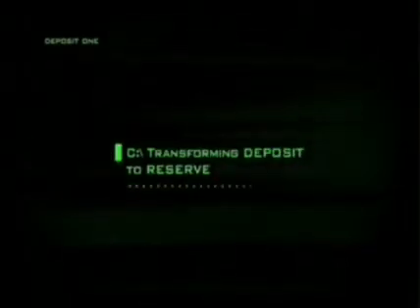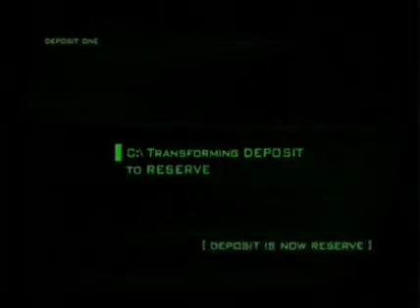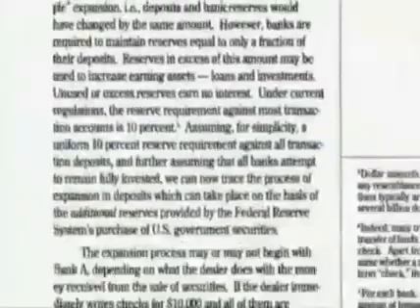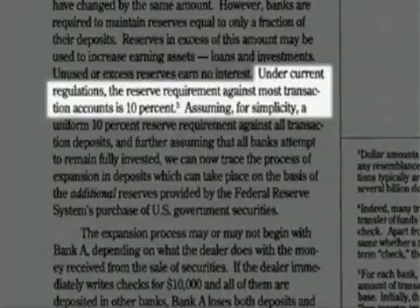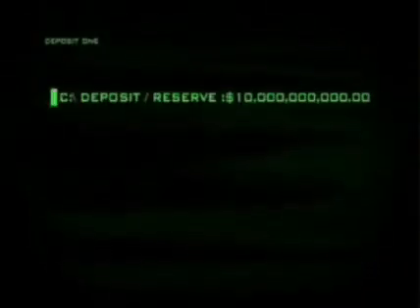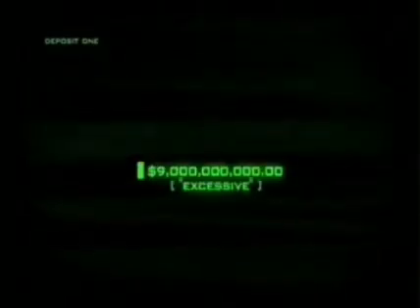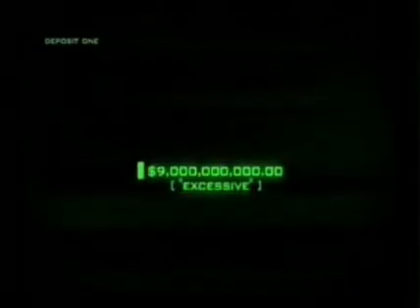So, the exchange has been made and now $10 billion sits in a commercial bank account. Here's where it gets really interesting. For as based on the fractional reserve practice, that $10 billion deposit instantly becomes part of the bank's reserves, just as all deposits do. And regarding reserve requirements, as stated in Modern Money Mechanics, a bank must maintain legally required reserves equal to a prescribed percentage of its deposits. It then quantifies this by stating, under current regulations, the reserve requirement against most transaction accounts is 10%. This means that with a $10 billion deposit, 10%, or $1 billion, is held as the required reserve, while the other $9 billion is considered an excessive reserve and can be used as the basis for new loans.